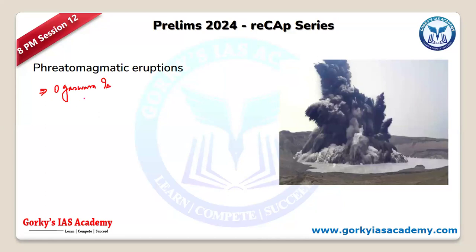So usually Iceland is famous for it. It is actually an undersea volcanic eruption. Okay. So what happens here? The magma along with water emerges out as erupted material. Okay. What are the various aspects you know about these phreatomagmatic eruptions?